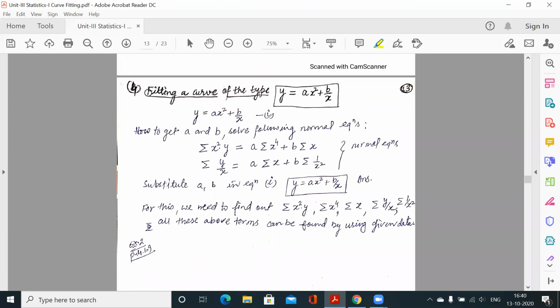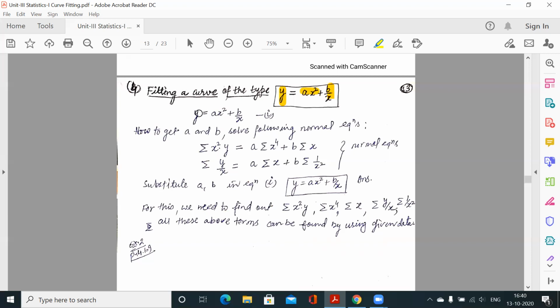Now the fourth type of curve, special curve. So here we have to fit the curve y is equal to a x square plus b by x. Clear? a x square plus b by x. So this is our curve. So how to find out the normal equations? First we will convert this into a straight line. But what you have to do, I told you there is a rule, a rule for how to find out normal equations.